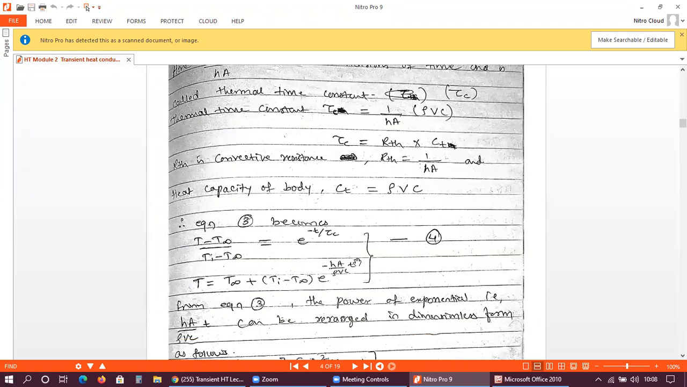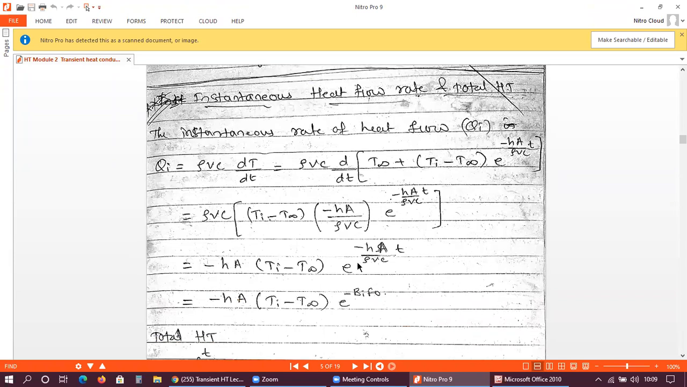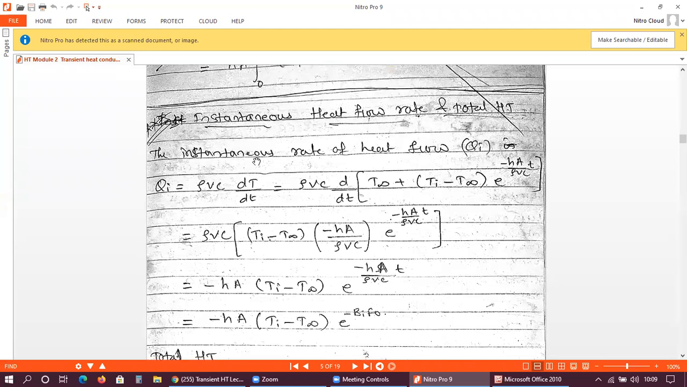This is the final expression you get for the temperature distribution in terms of Biot number and Fourier number. Now coming to the instantaneous heat flow, we will move to this part: instantaneous heat flow and total heat flow. First we'll derive the instantaneous heat flow. It is given by the expression Qi is equal to rho Vc into dT by dt. This is the expression required to calculate instantaneous heat flow. Here I am going to replace this T with the T which we obtained in equation number 3.